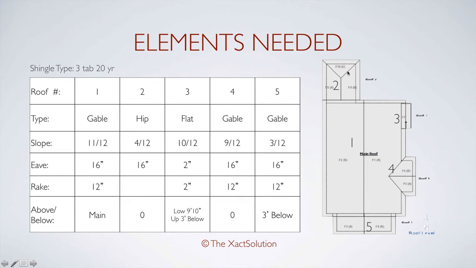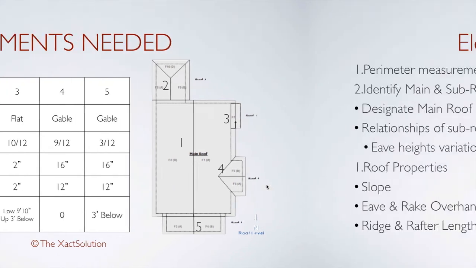This second roof, the back roof, is a hip, and it has a pitch of 4/12 on all four faces, and its overhangs are 16. So all of this is imperative information that we need, in addition to the perimeter measurements.